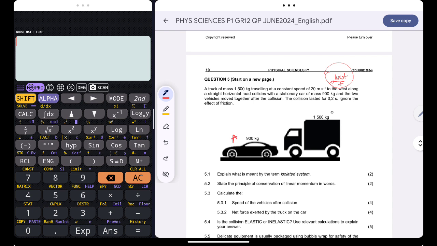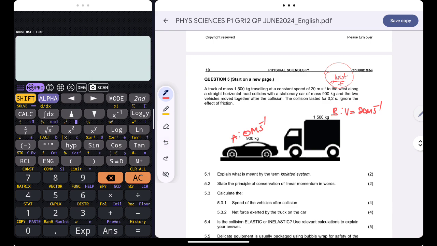If I can call this object A and this one object B, I know that the velocity for object B is 20 meters per second. The velocity for object A before collision, it was stationary. This is 0 meters per second. And then obviously after collision, the velocities of both A and B will change. Are you together?